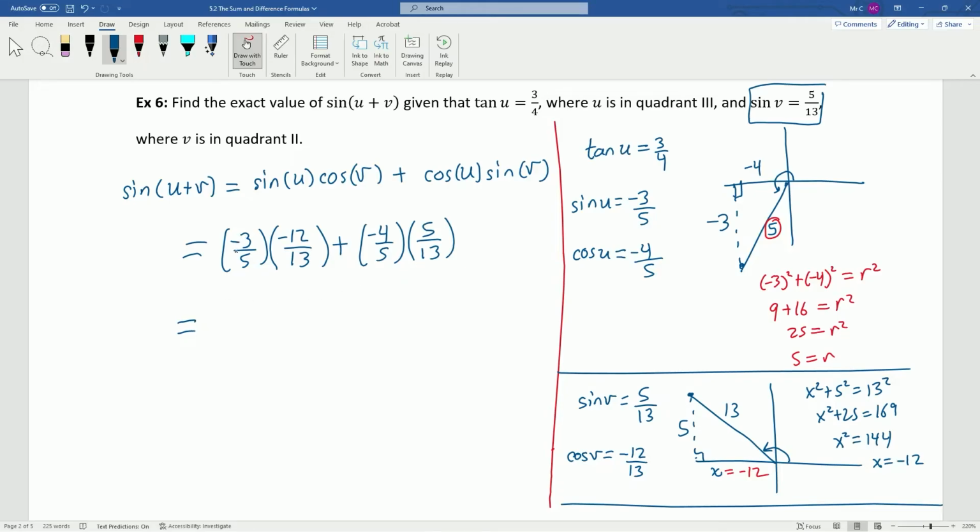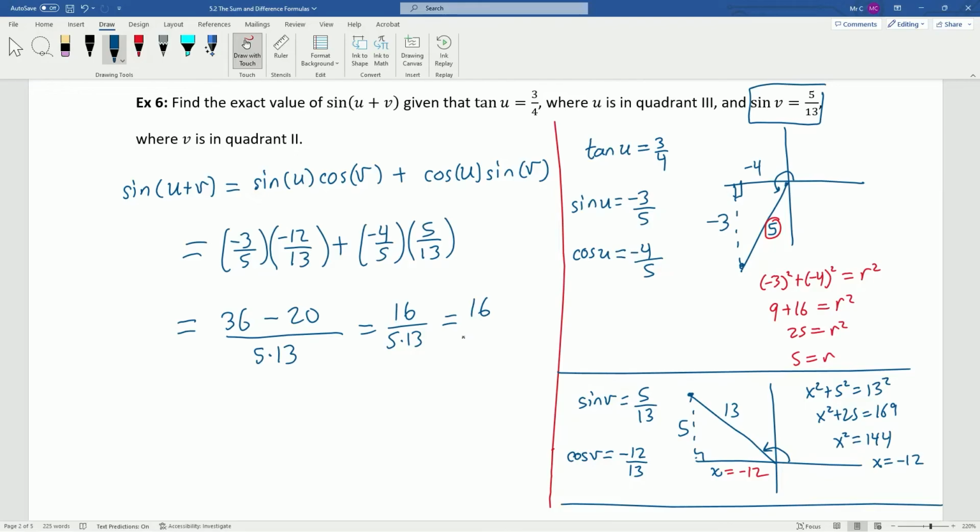Okay, so we get negative 3 times negative 12, which is 36, minus 20, all divided by 5 times 13, right? That's our common denominator. Now, I never multiply out these denominators until the end because I might be able to simplify them, and it's easier to simplify if the denominator's already factored. So 36 minus 20 is 16 over 5 times 13.